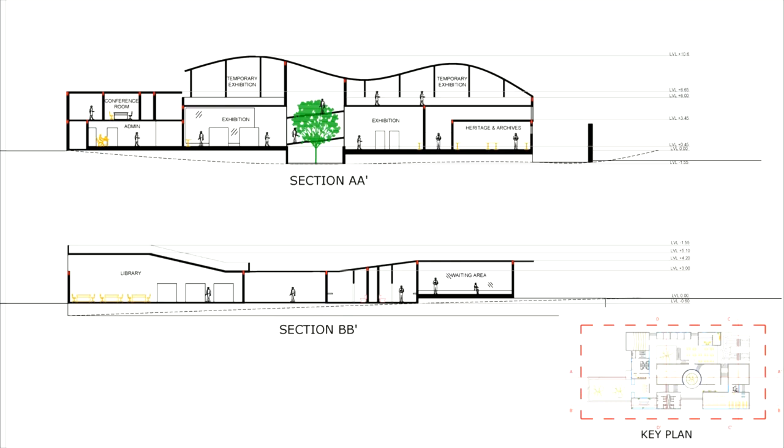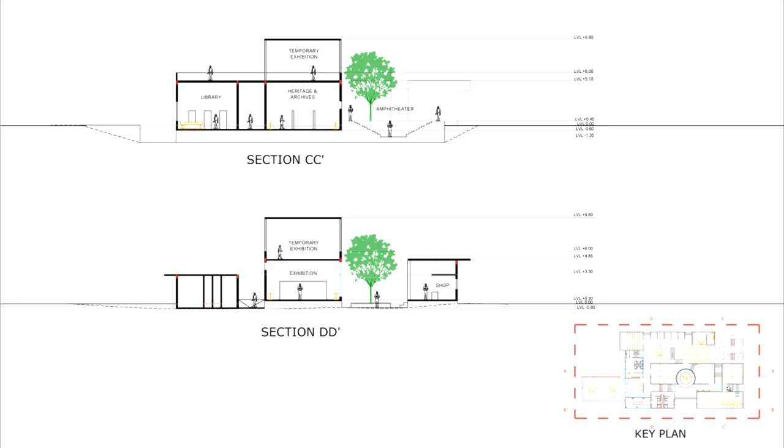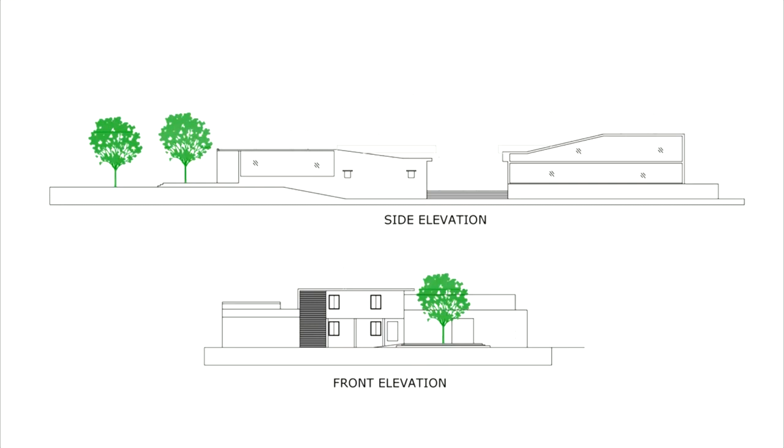These are sections. Here, temporary exhibition is in a semi-open space and exhibition space has 4.5-meter height. Waiting area has 3-meter height. Library, heritage archivals and shops have 4.5-meter height. There is a volumetric variation in spaces according to its function. These are elevations.